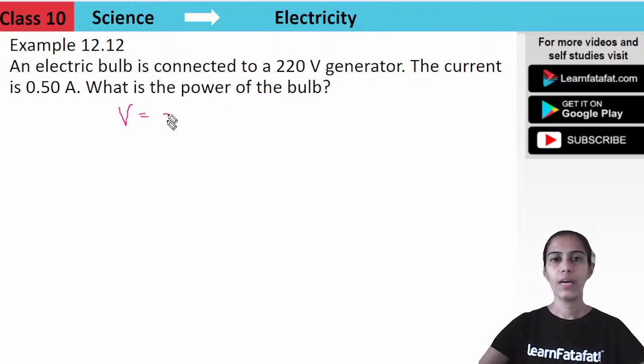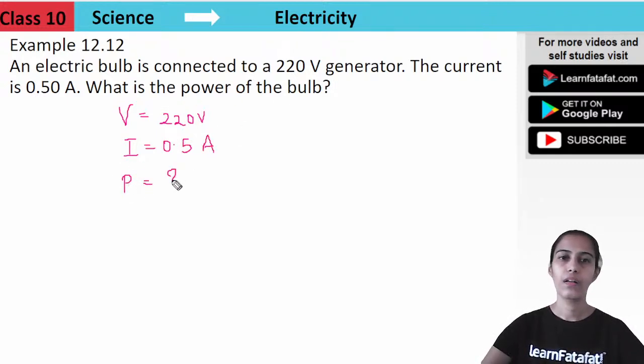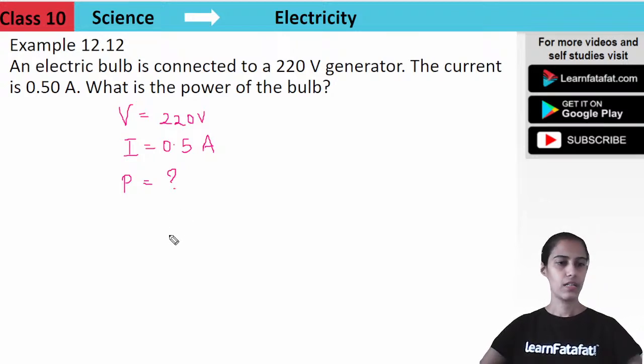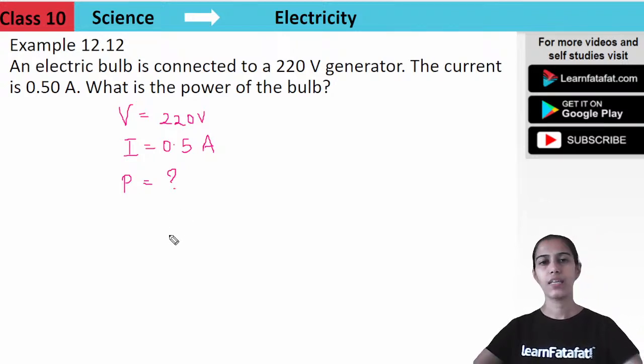V की value दी है. Current is given 0.50 या 0.5. It's the same thing. What is the power of the bulb? So calculate it jaldi and tell me what's the answer. Power of this bulb will be how much?